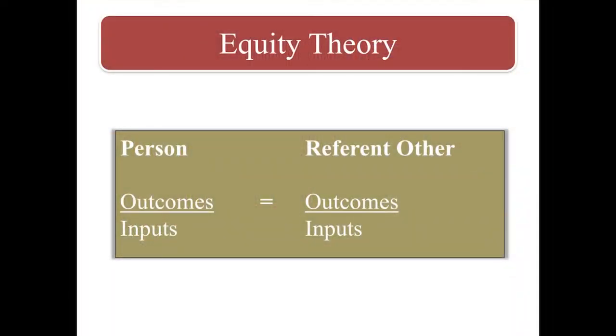Next up is equity theory. This is a theory where people are comparing themselves, if you're the person here, to a referent other or some other person. Again, a key is comparisons. And you're thinking about the inputs and the outcomes that you put in compared to that person's inputs and outcomes. So thinking, for example, about the number of hours you work and how much you're paid. That would be an example of inputs and outcomes.